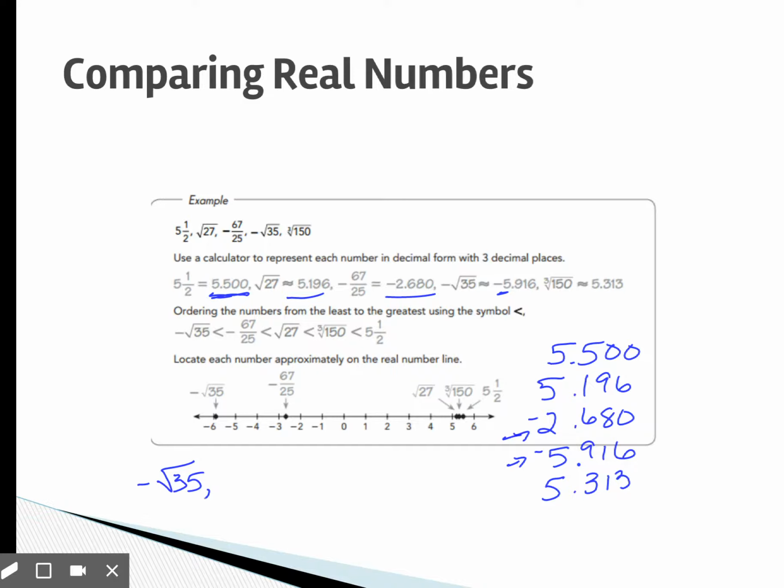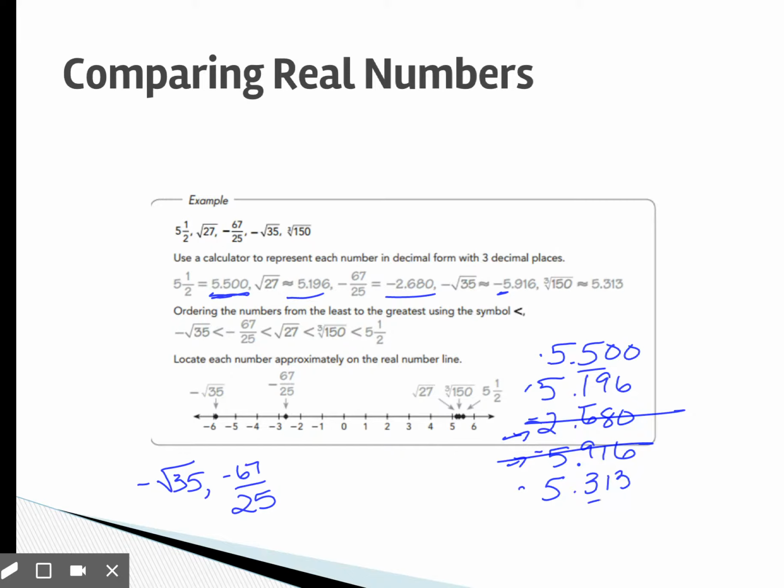Then my number that starts with -2 would be next, which is -67/25. I'm done with those two already. So now I'm going to look at the next three numbers. I see all three of them start with 5. So I have to look at the tenths place. I have a 5, a 1, and a 3. Well, of course, a 1 is smaller than 3 or 5.